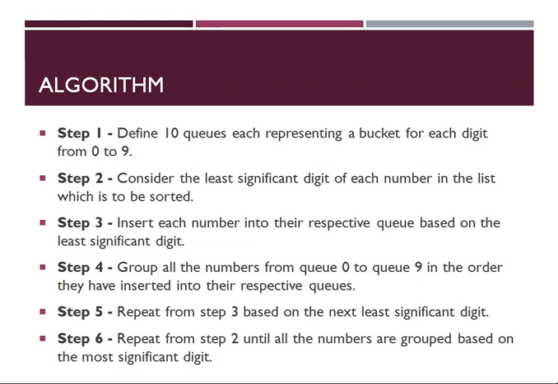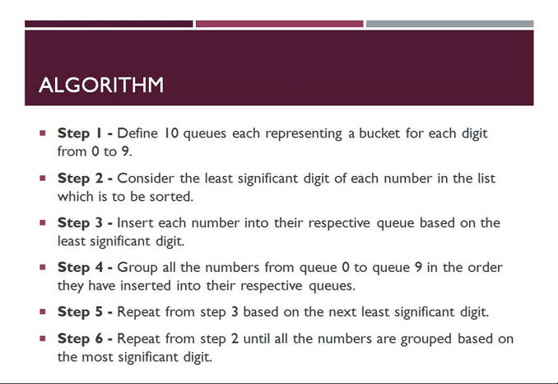In step number 4, we group all the numbers from Q0 to Q9 in the order they have been inserted into their respective queues. In step number 5, we repeat from step 3 for the next least significant digit. In step number 6, we again repeat the same procedure until all the numbers are grouped based on the most significant digit.